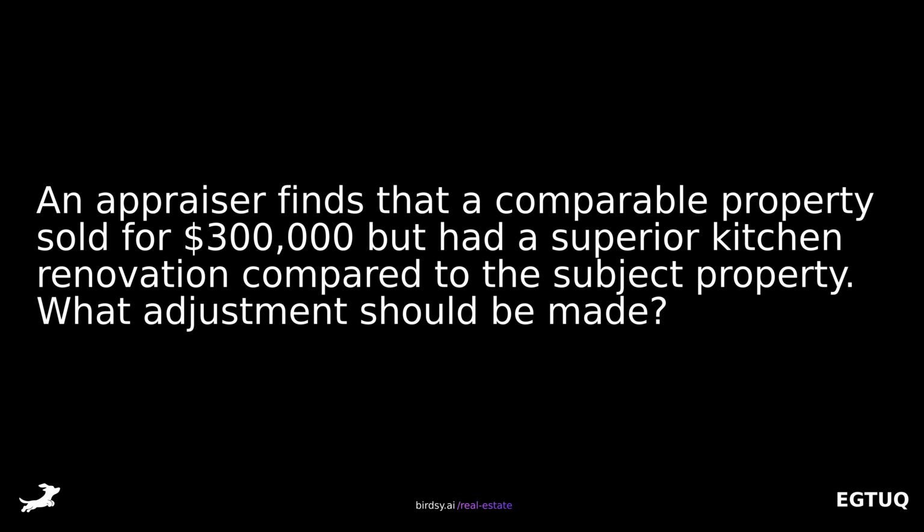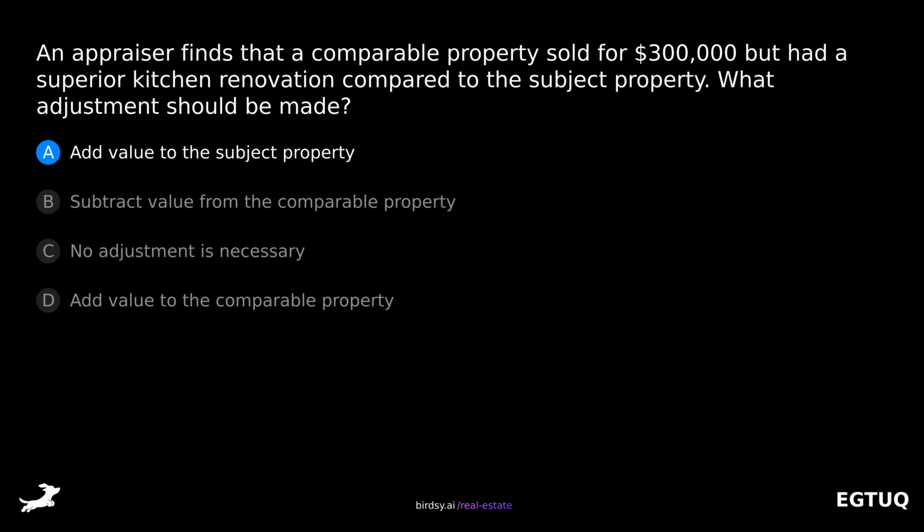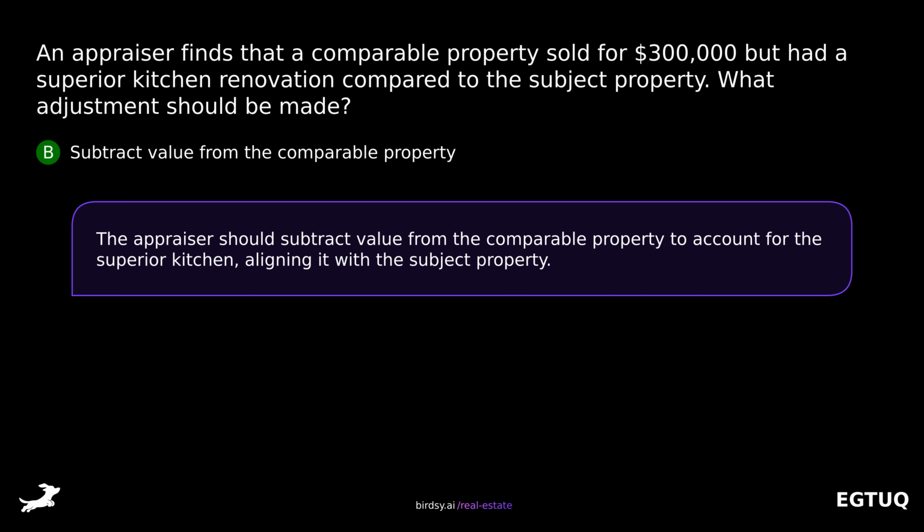An appraiser finds that a comparable property sold for $300,000 but had a superior kitchen renovation compared to the subject property. Is it A, add value to the subject property, B, subtract value from the comparable property, C, no adjustment is necessary, or D, add value to the comparable property? The correct answer is B, subtract value from the comparable property. The appraiser should subtract value from the comparable property to account for the superior kitchen, aligning it with the subject property.